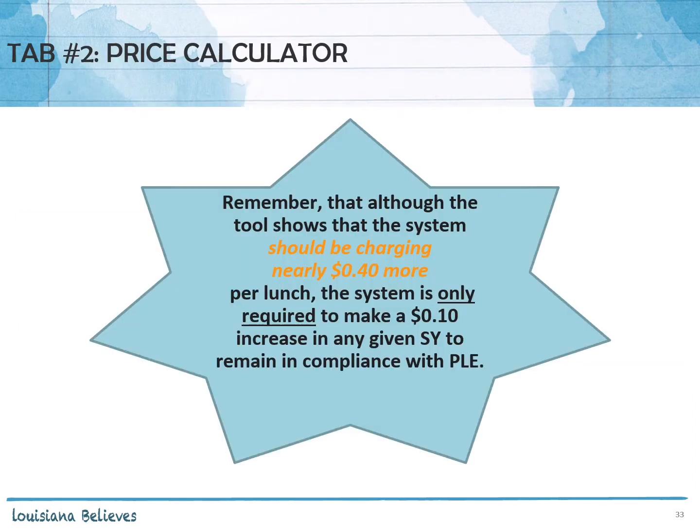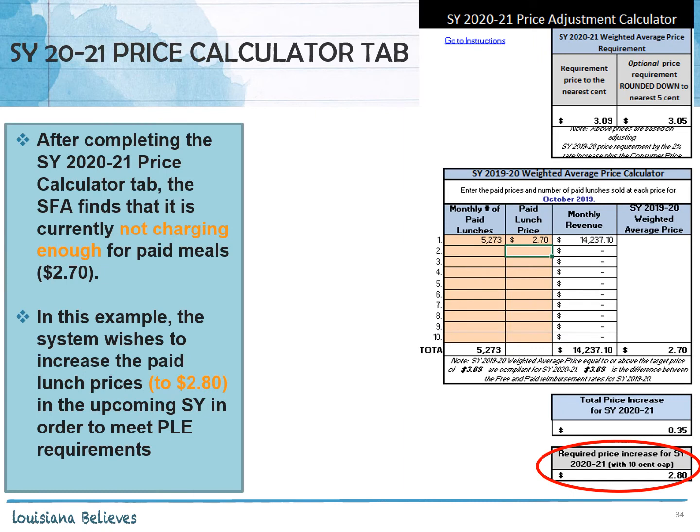Remember that although the tool shows that the system should be charging nearly 40 cents more per lunch, the system is only required to make a 10-cent increase in any given school year to remain in compliance with PLE. After completing the school year 2020-2021 Price Calculator tab, the SFA finds that it is currently not charging enough for paid meals at the price point of $2.70.